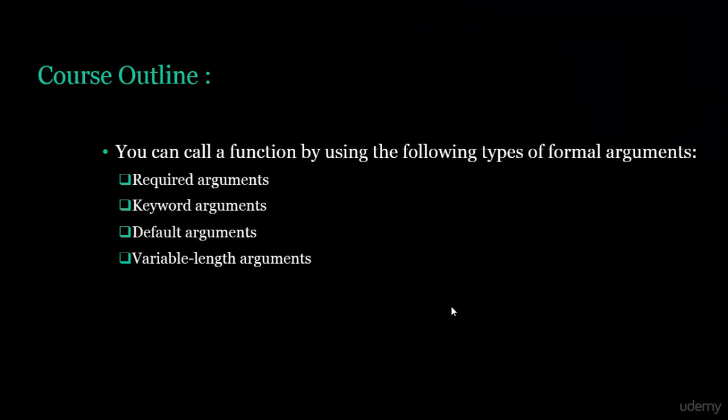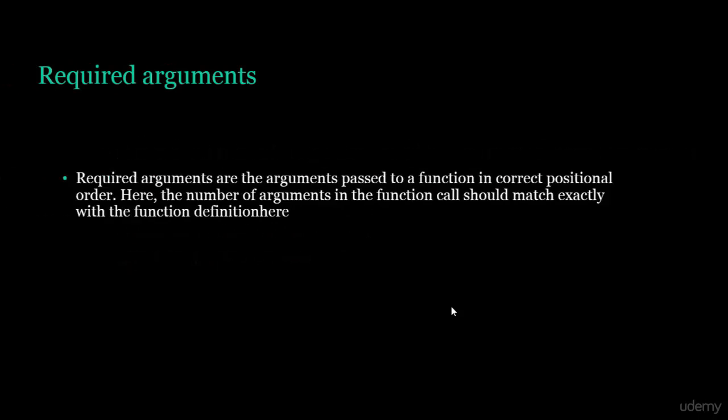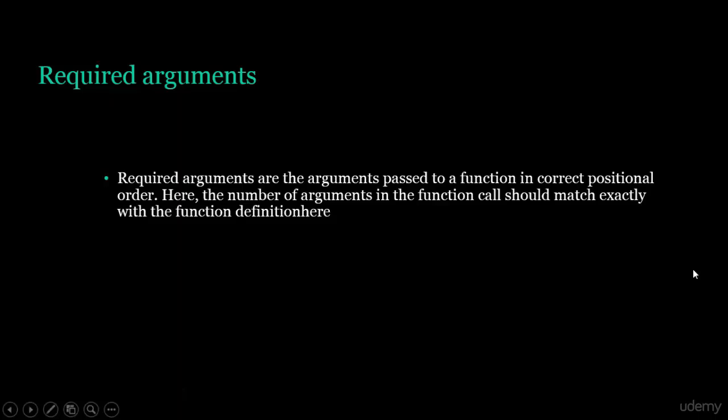You can call a function by using the following types of formal arguments: required arguments, keyword arguments, default arguments, and variable length arguments. Let's see the required arguments. Required arguments are the arguments passed to a function in correct positional order. The number of arguments in the function call should match exactly with the function definition.